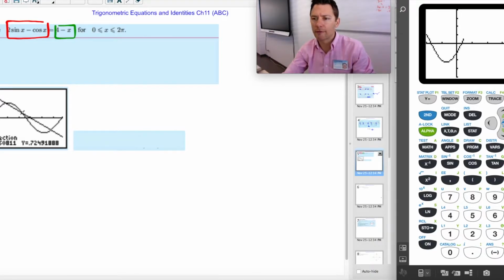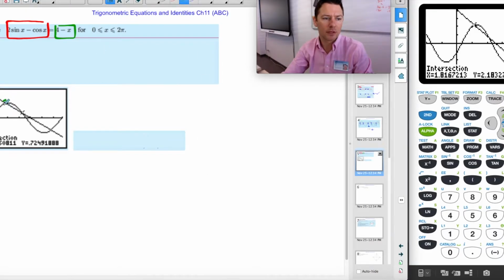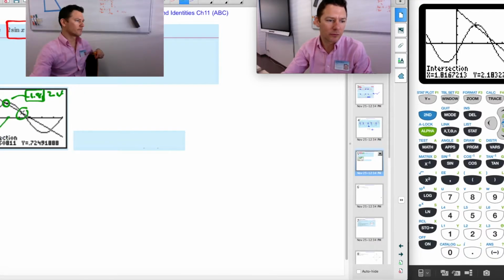And there's our beautiful graph of 2 sin x minus cos x, the wobbly looking bit, and there's the linear green part. And then you just find the two solutions using tech. You'd say second calc and ask for the intersection, get close, right? 1.8, that's this piece. So 1.8 and 2.18. They're only asking for x, so we only really need the 1.8.